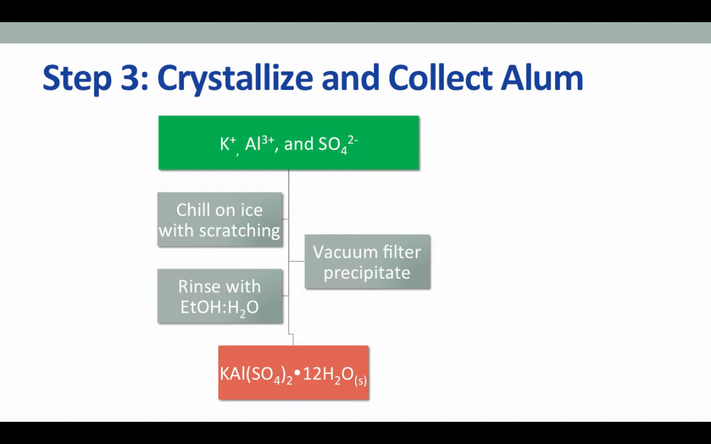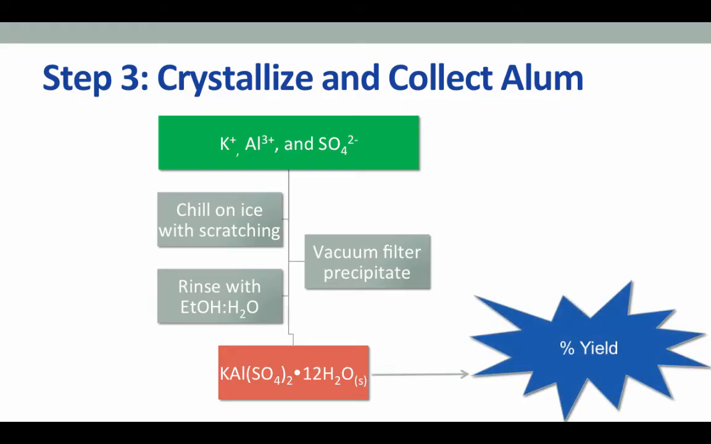To assist in drying and washing of the alum crystals, we will rinse with an ethanol and water mixture. This mixture will remove soluble contaminants and also dry rapidly due to the ethanol component. We will then be left with our solid alum crystals. The last step is to weigh these crystals and then go on to calculate our percent yield.